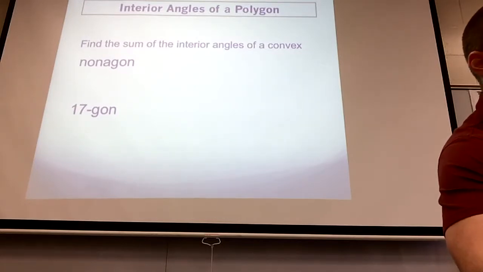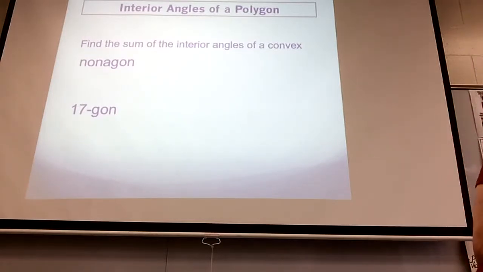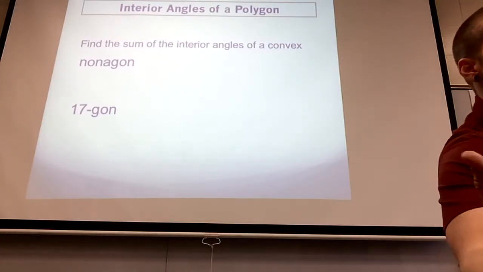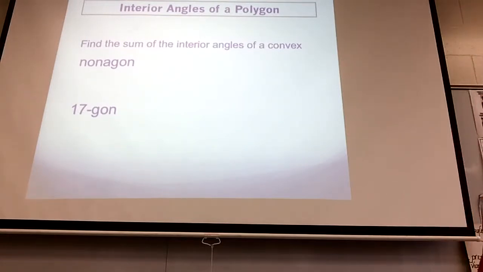The whole trick is just making sure you know how many sides each thing has, and then plugging it into the n minus 2 times 180 thing. Anything that's not on that list that I said you had to know, so 3 through 10 and then 12, anything beyond that, you just put the number of sides and you put gon at the end of it. So like 17-gon has 17 sides.